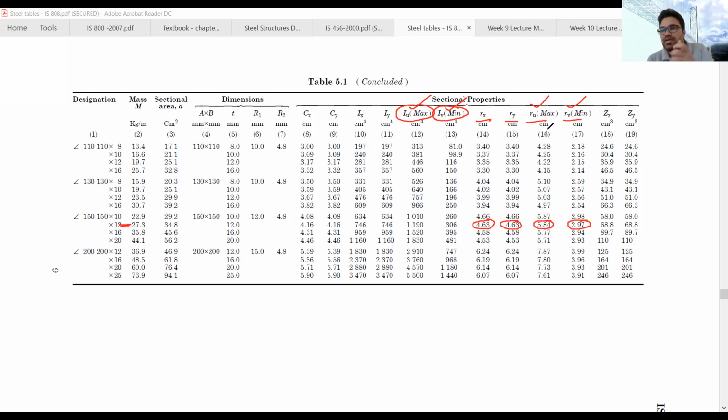Which is not the X or Y axis. So this is other than that. Okay, so all the values required for our problem we can note down from the steel table.